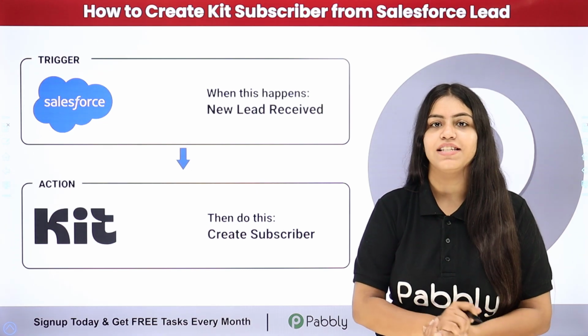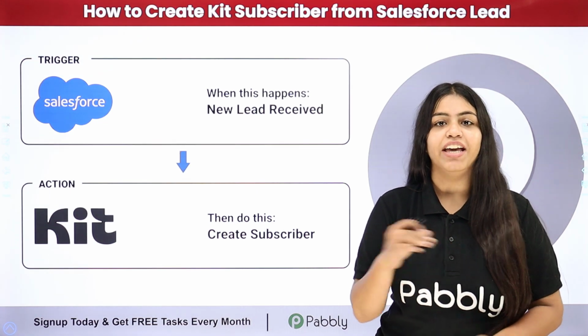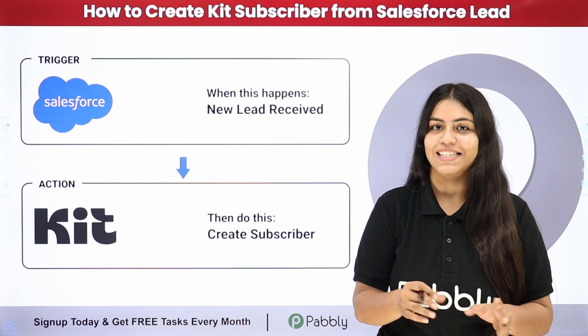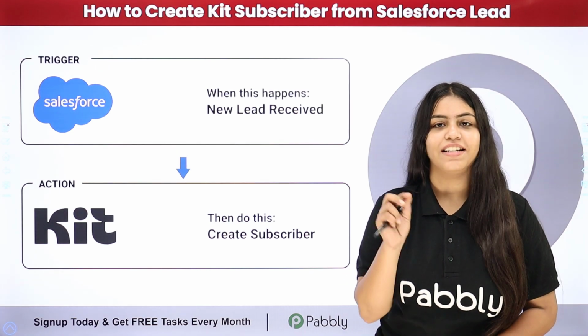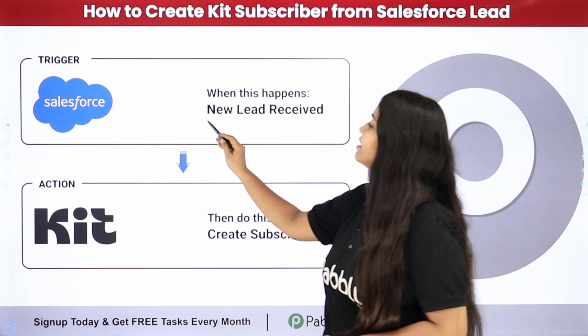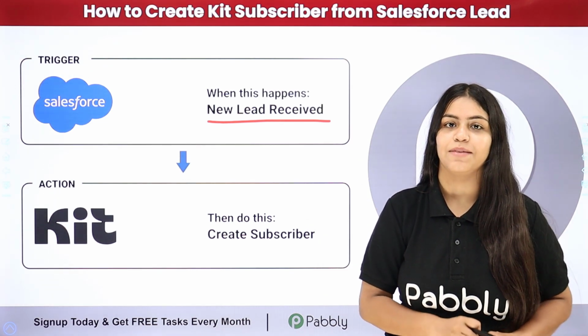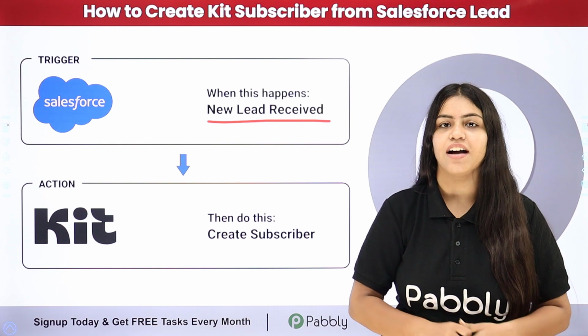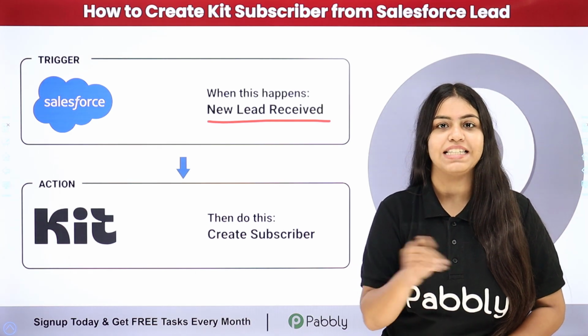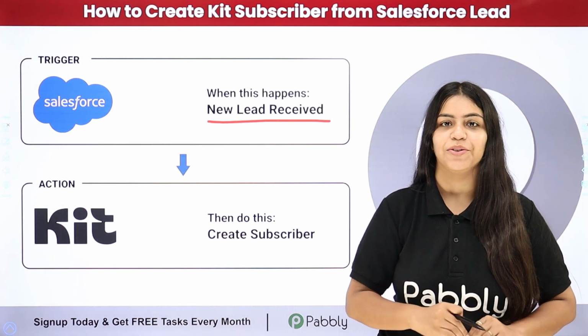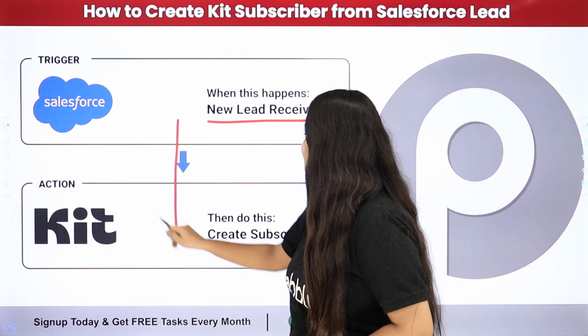I manage the marketing operations for a business and we use Salesforce and Kit for our business. So now what I want is that as soon as we receive a new lead from our Salesforce account, I want to add the details of our lead into my Kit as a subscriber so that we can create targeted email marketing campaigns for the same lead. So to do this, we are going to create a connection between Salesforce and Kit.